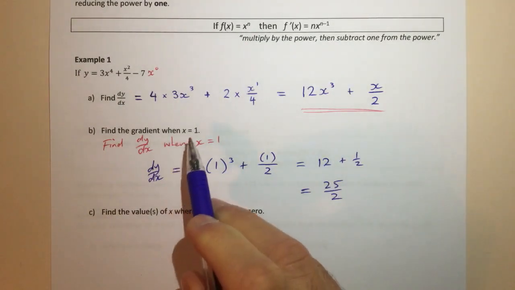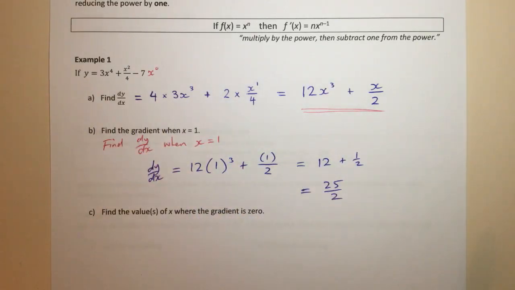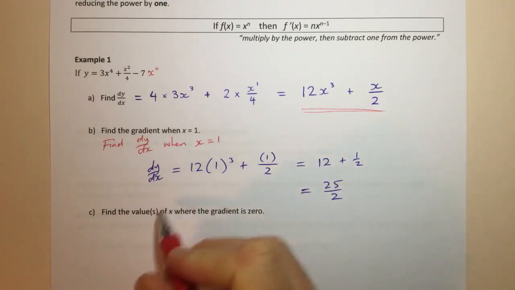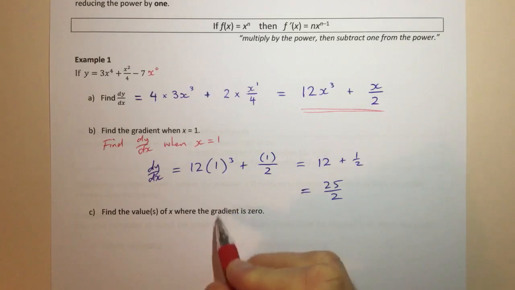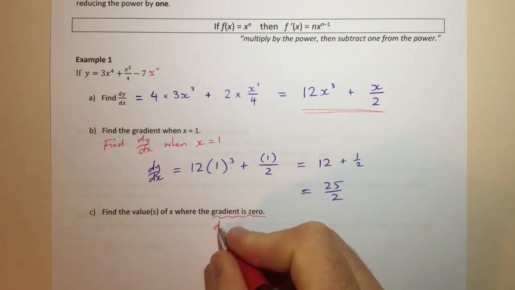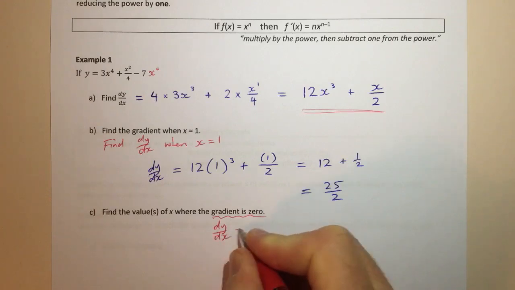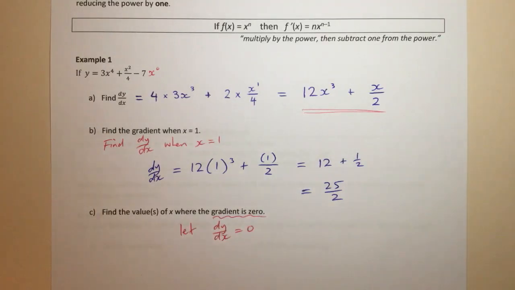So in other words, the gradient when x equals 1 of this particular function is 25 over 2. Okay, next question, find the values of x where the gradient is 0. So this is saying not that we're subbing in an x value because we're trying to find the x value, but we're actually substituting a value for the gradient. So gradient is 0 really means that we're going to let dy dx equal 0, because dy dx represents the gradient.